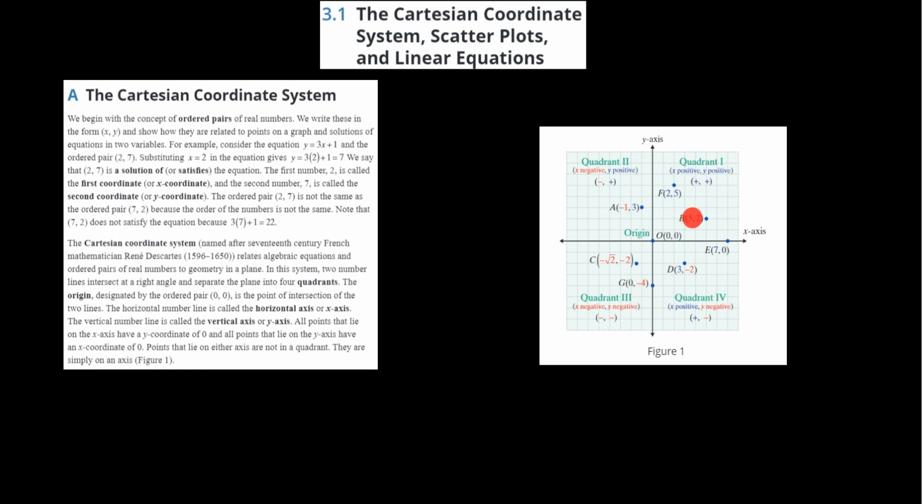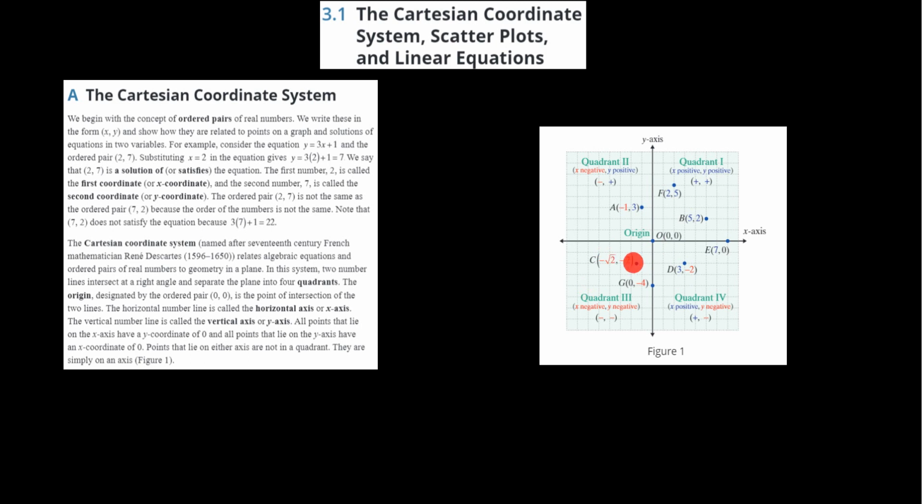So let's take a look at point B real quick. Point B is 5, 2. So in order to plot that point, we go to the right 5 units on the x-axis and then up 2 on the y-axis. So that makes it a positive 5, positive 2. Now let's look over here at A. A is negative 1, 3. If it's a negative 1, that means you're going left on the x-axis. So we go left on the x-axis 1 and then up 3 units on the y-axis.